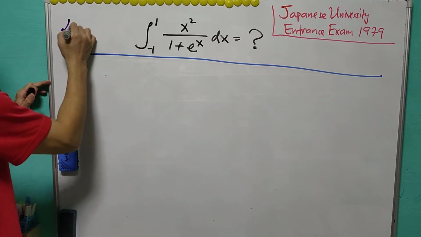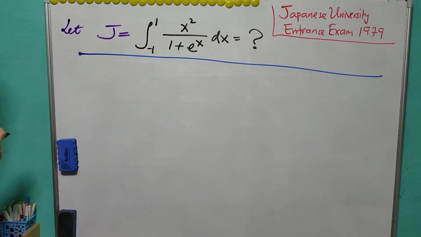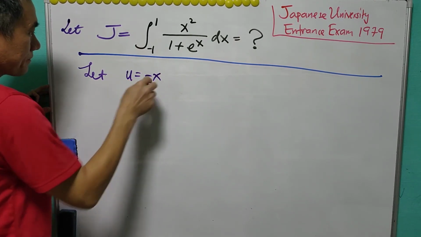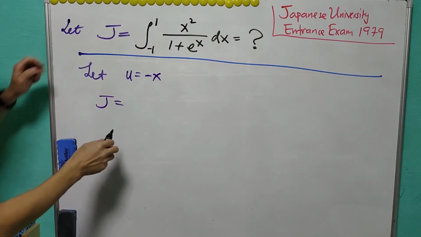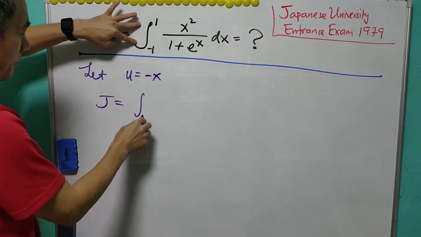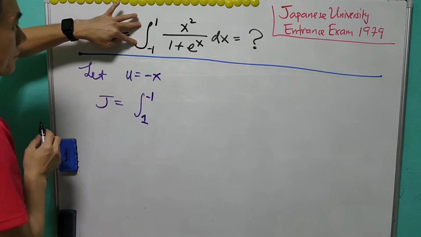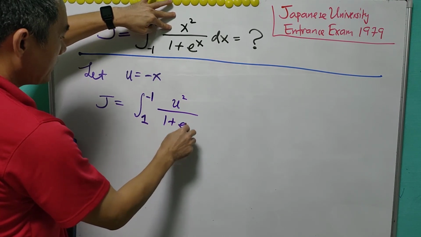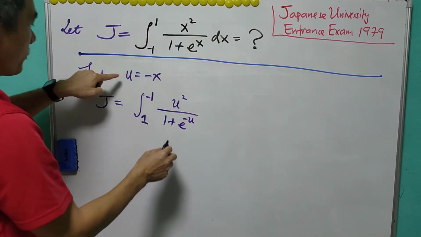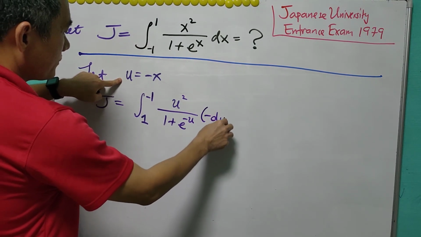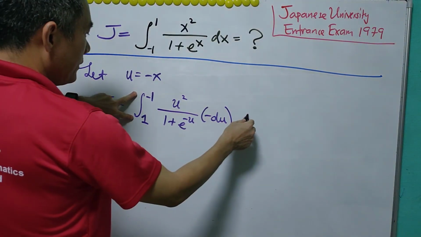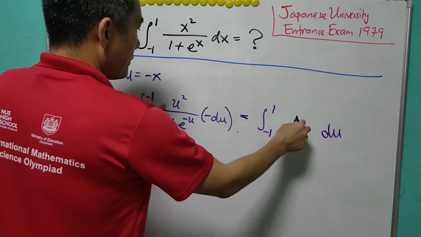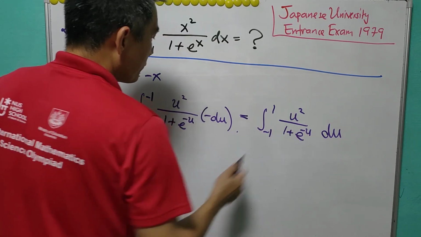Now, we will let this integral be J. I let u become negative x. So J itself will be, if it's negative x, it will be from 1 to negative 1. x squared will be u squared, and this will be 1 plus e to the negative u. dx will be equal to negative du. With this negative, it is still from negative 1 to 1, and this is du, and this is u squared over 1 plus e to the power of negative u.